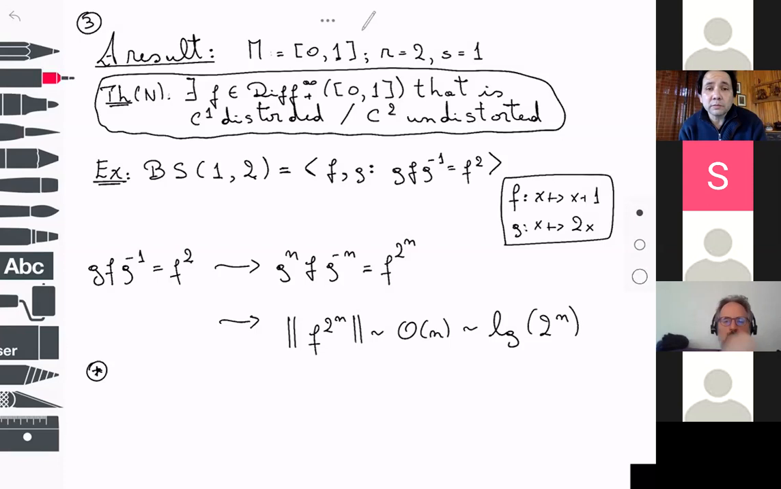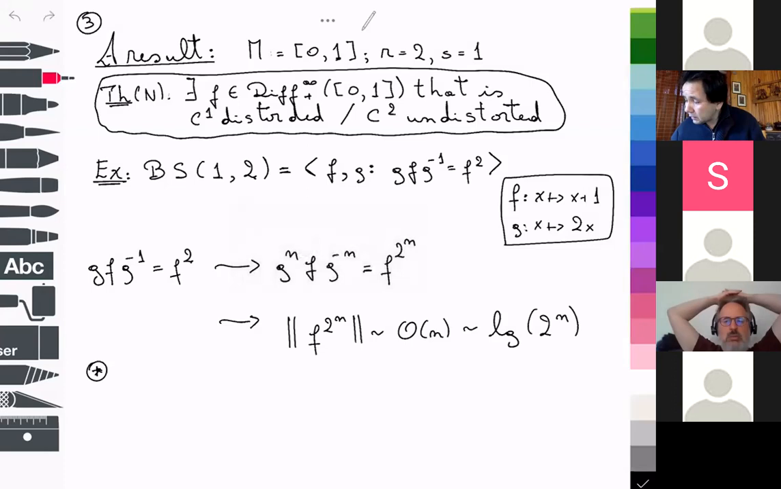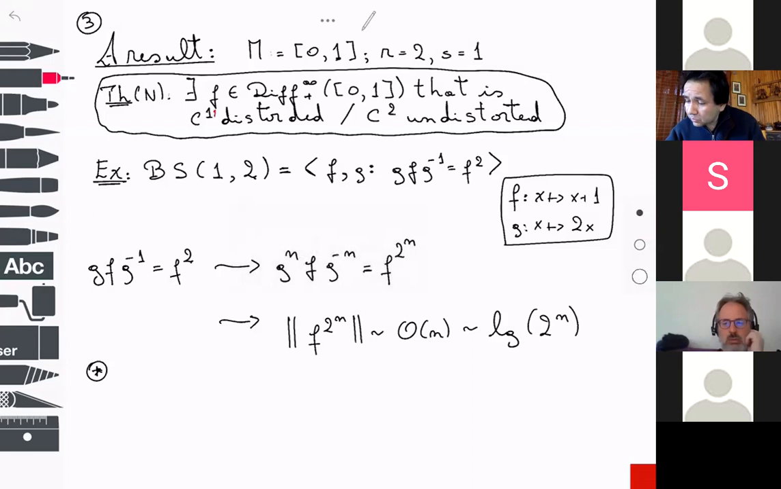And the theorem is that there are diffeomorphisms, actually infinitely many diffeomorphisms, that are C1 distorted, but C2 undistorted, okay? And hopefully, I think that here you can put even C1 plus alpha, but I need to go into the details of the proof. So there are many, many computations to be made here for changing C1 to C1 plus alpha, okay? But the point is that I can prove it for C1 distortion and C2 undistortion.